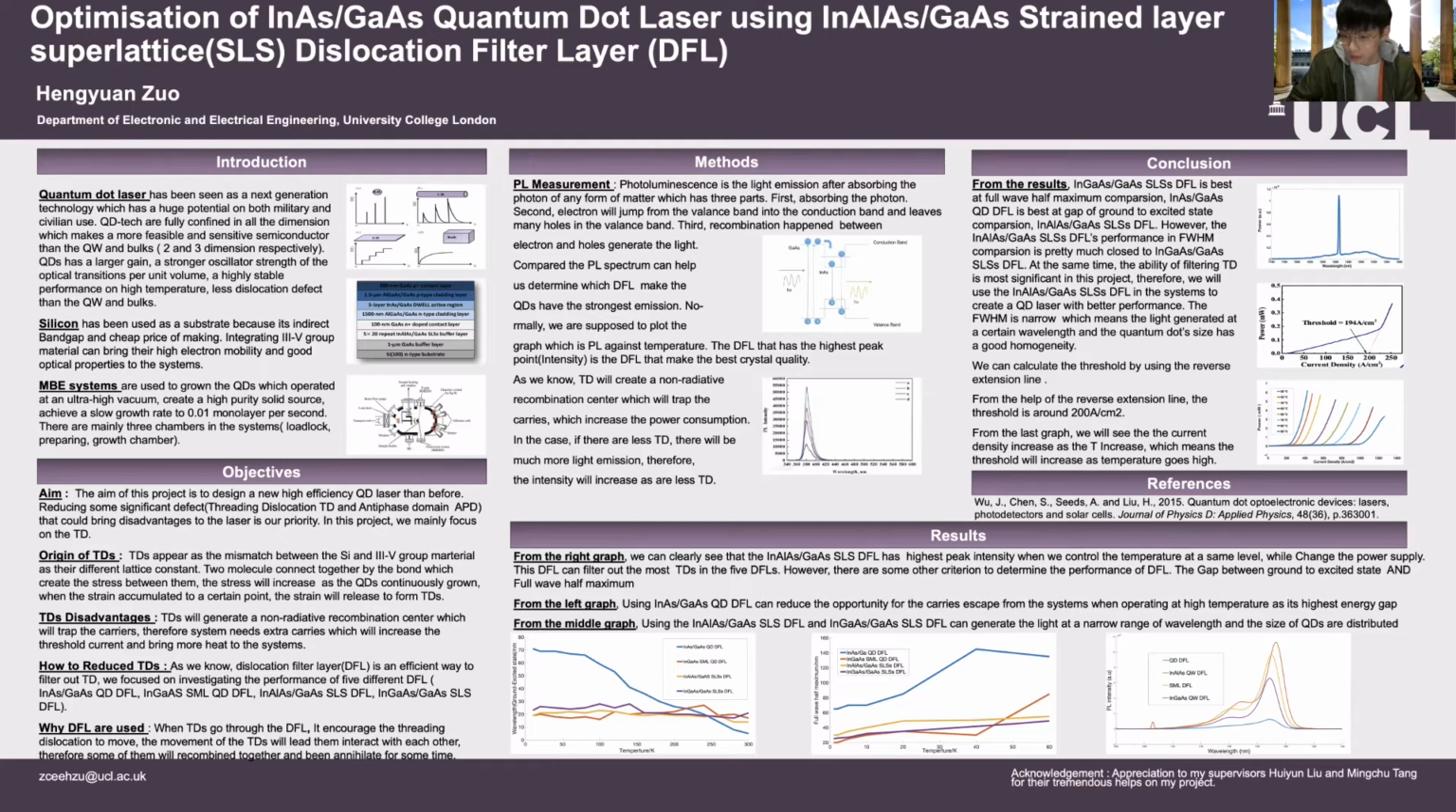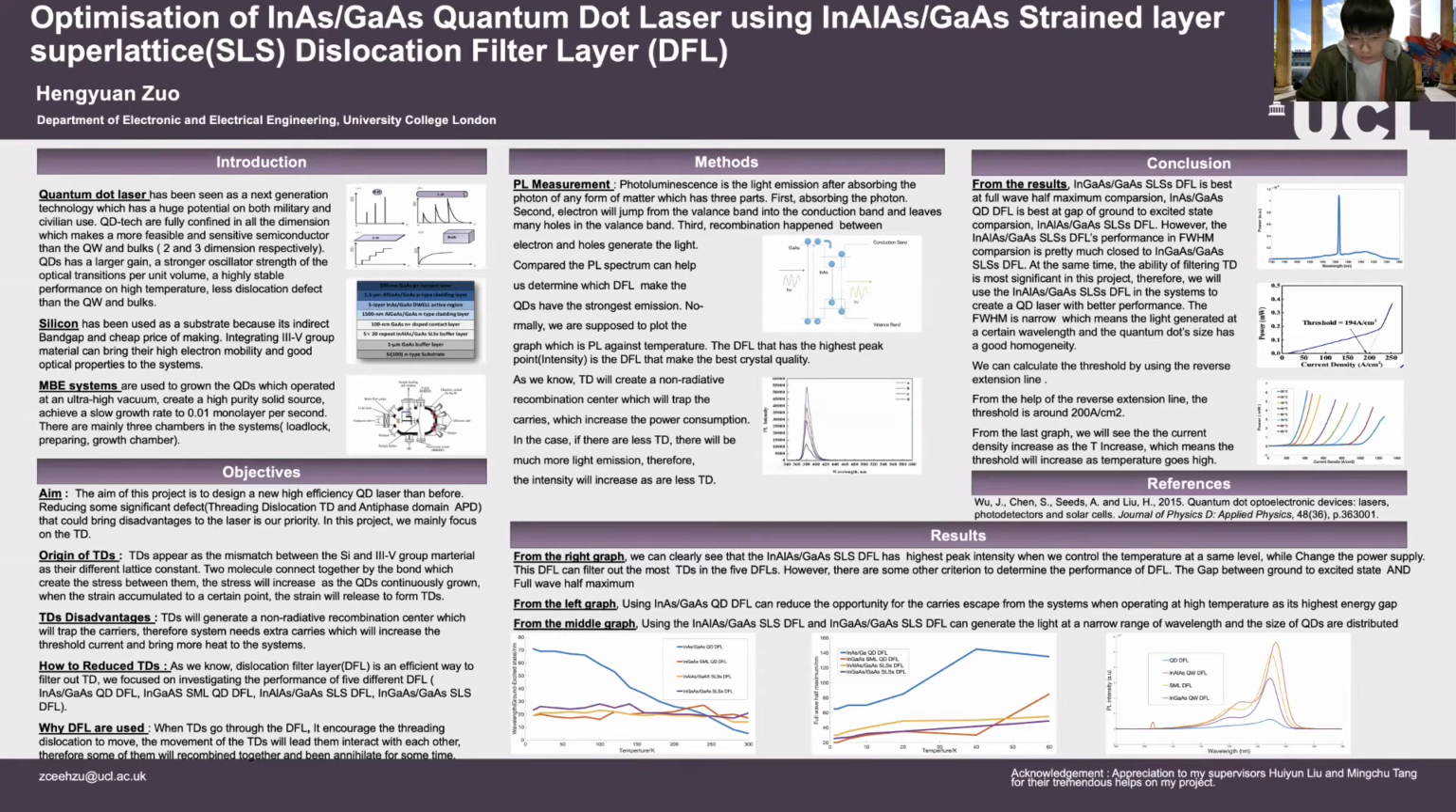However, there are some other criteria that can determine the performance of a DFL. The first one is the gap between the ground and excited state, and the second one is the full width at half maximum. Let's start with the gap between the ground and excited state. The left graph is the gap measurement. If there's a large gap, there are fewer opportunities for the carriers to escape from the system. As you can see from this graph, using the indium arsenide, gallium arsenide QD DFL can reduce the opportunities for the carriers to escape from the system.